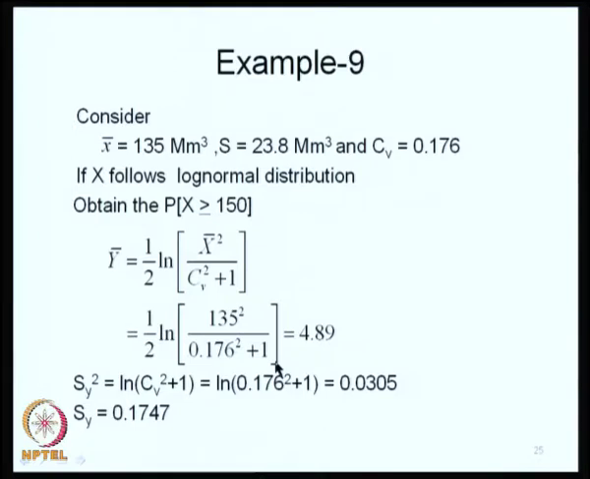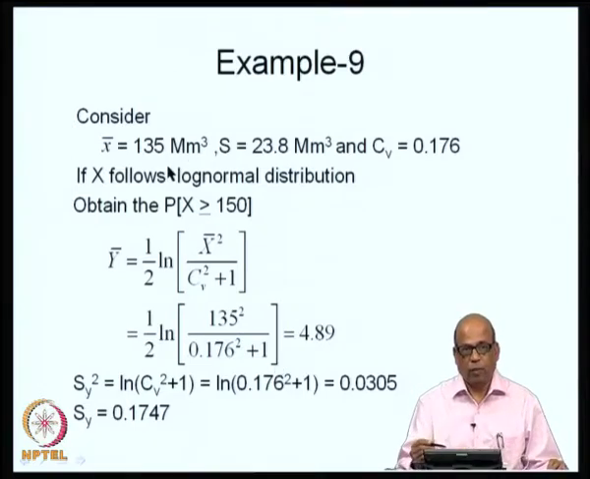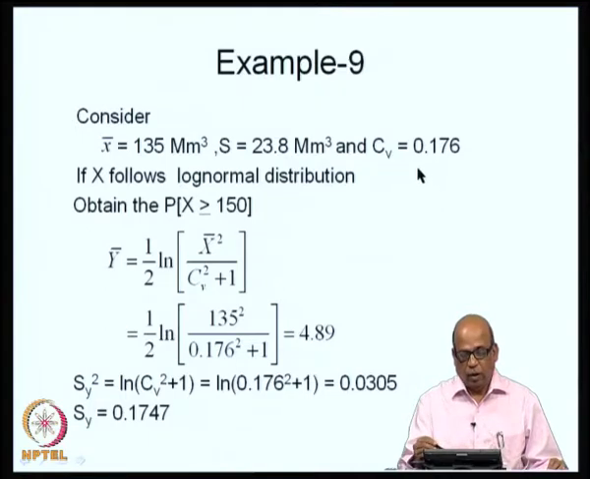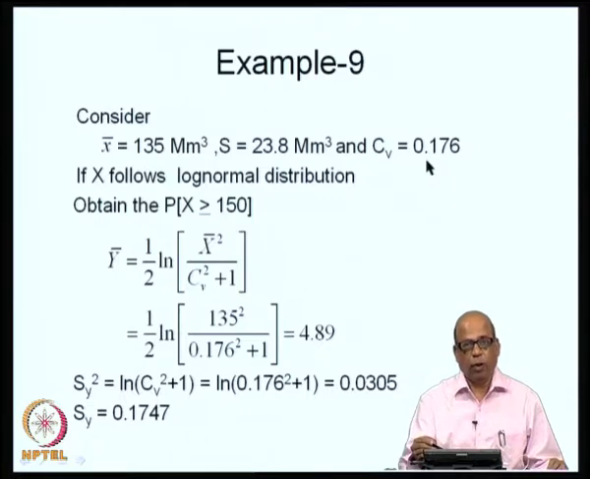Similarly, we will consider now x bar is equal to 135 million cubic meters. We are talking about the stream flows at a location. Then the standard deviation is 23.8 million cubic meters, and from this we get CV as S by x bar, which is 23.8 divided by 135, that comes out to be 0.176. Now, if x follows log normal distribution, we are interested in getting probability that x being greater than or equal to 150.